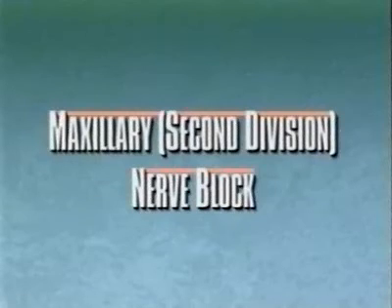The maxillary, or second division nerve block, will anesthetize the entire hemimaxilla with a single injection. The target of the injection is the maxillary nerve as it passes through the pterygopalatine fossa. Three approaches to the maxillary nerve block are possible.